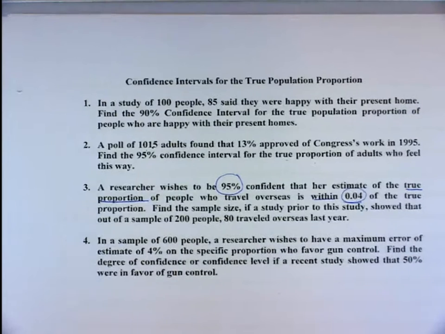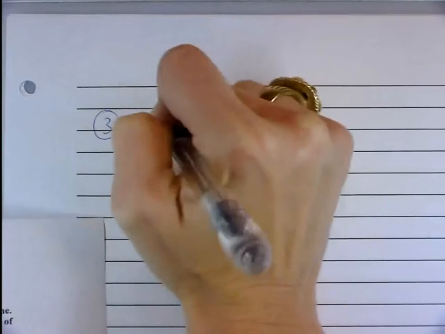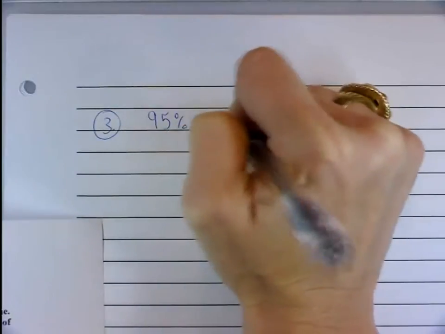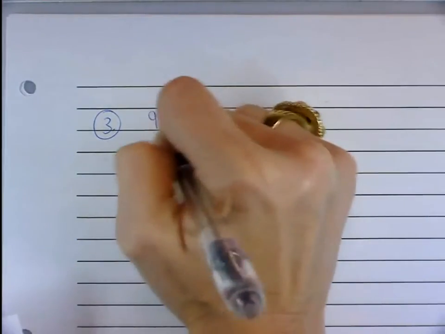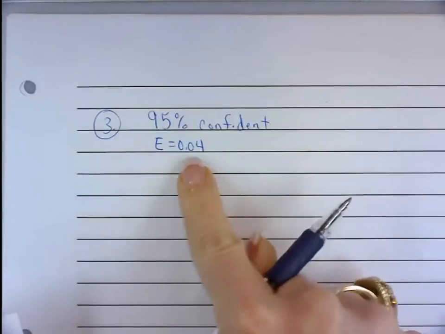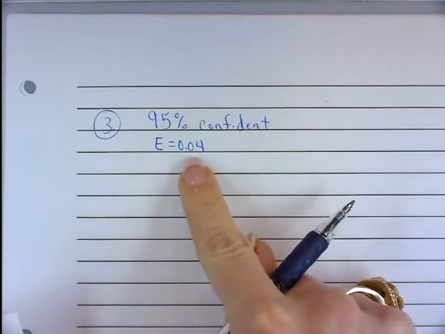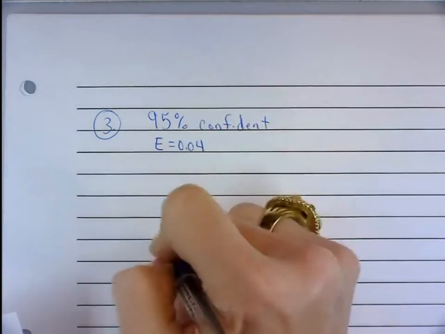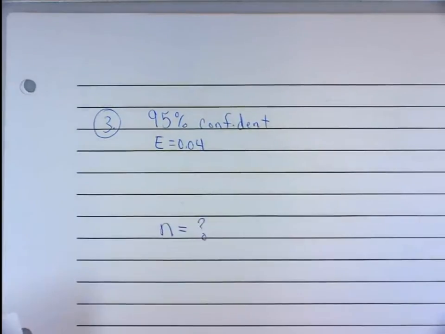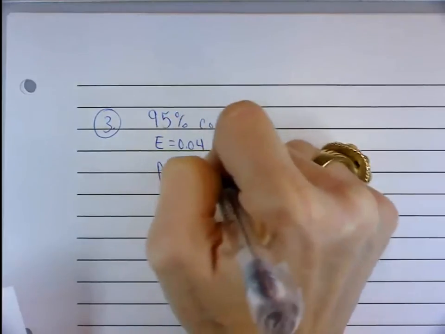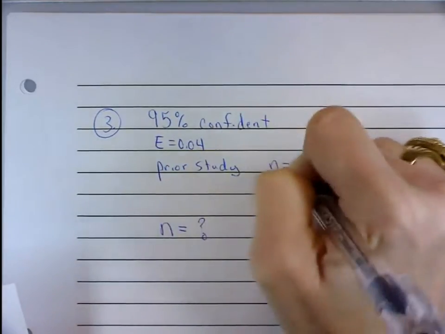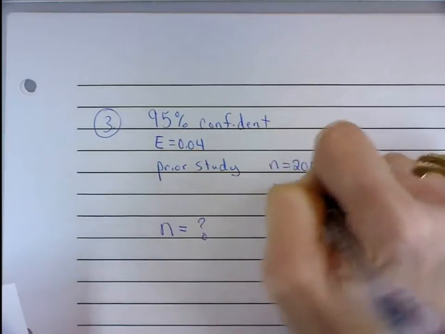So information-wise, what is given in this problem is the researcher wants to be 95% confident, so that's our degree of confidence, that the estimate of the true proportion of people who travel overseas is within 4%. So the maximum difference between p hat and P is 4%. Find the sample size n if in a prior study to this, not the same study, out of 200 people, 80 traveled overseas.